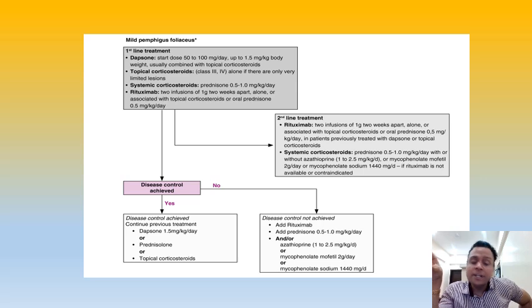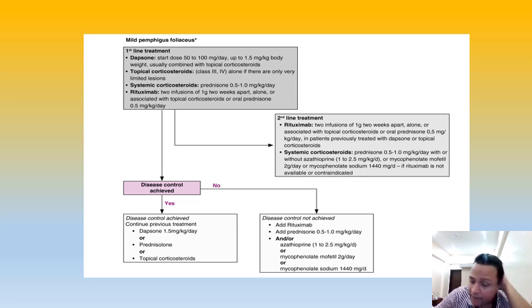Remember in pemphigus foliaceus, systemic corticosteroid and rituximab. If disease control is achieved, then continue the previous treatment, Dapsone or whatever you started, prednisolone or topical steroid. If it is not controlled, then you have to add rituximab. Rituximab is added whenever monotherapy is not working. If it was something else, then you have to add prednisolone, or if it was already prednisolone, then you have to add azathioprine or mycophenolate mofetil. Obviously, this is the way we are doing.